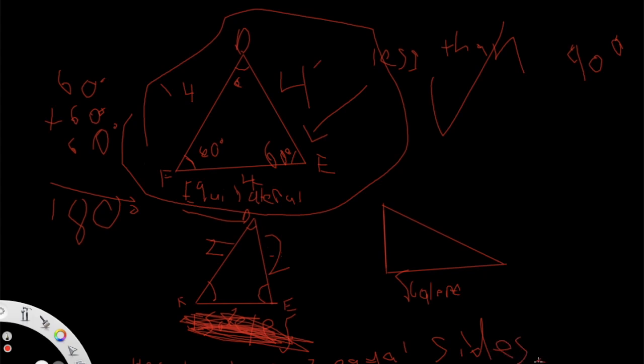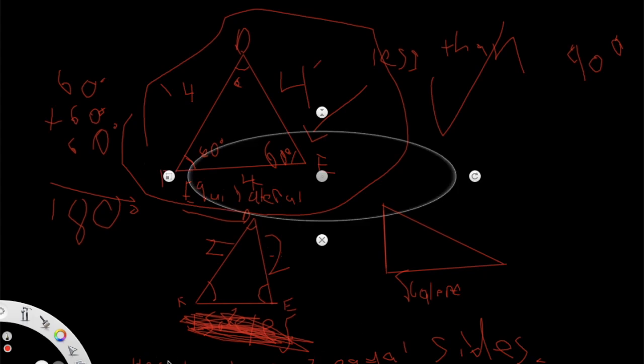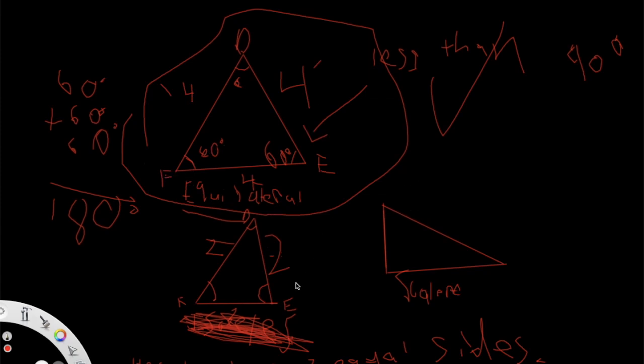So, as you can see, the isosceles has to have at least... Do not know why that popped up. The isosceles has to have two equal sides and two equal angles. So that means maybe this is 70 degrees. Maybe this is 70.